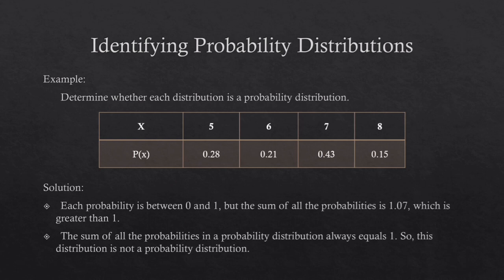So solution. Each probability is between 0 and 1, but the sum of all the probabilities is equal to 1.07, which is greater than 1. The sum of all the probabilities in a probability distribution always equals 1. So this distribution is not a probability distribution.